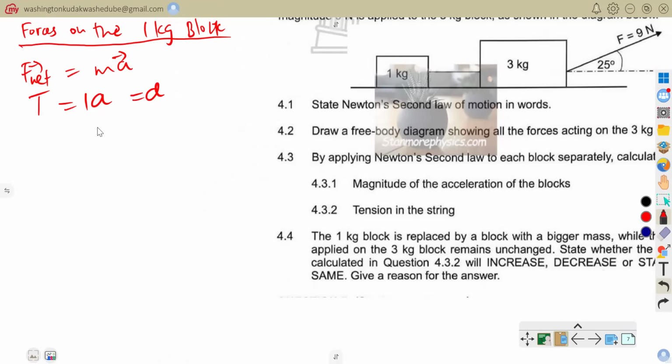Now, if that is the case, let's go to forces acting on the 3 kg block.